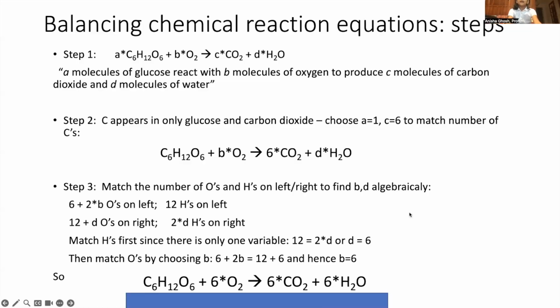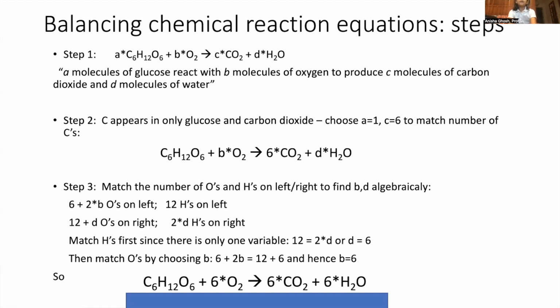Now we're going to balance the chemical reaction for combustion. So the first step is to add A, B, C, and D in the equation. A molecules of glucose react with B molecules of oxygen to produce C molecules of carbon dioxide and D molecules of water. So step 2. Carbon only appears in glucose and carbon dioxide. So choose A is equal to 1 and C is equal to 6 to match the number of carbons.